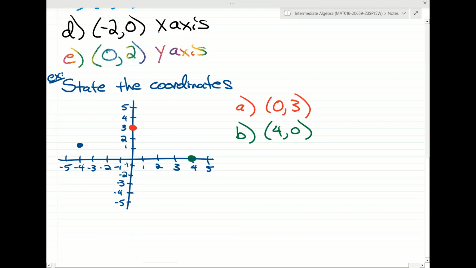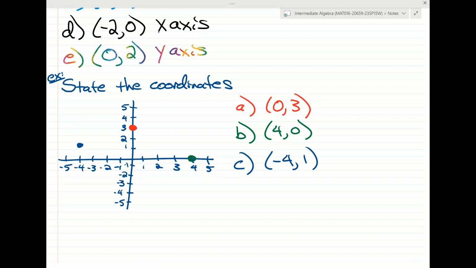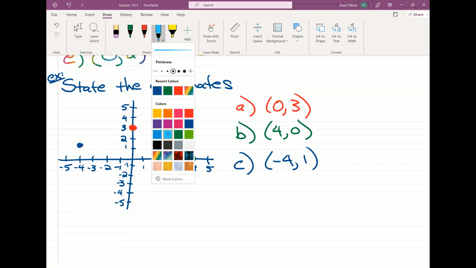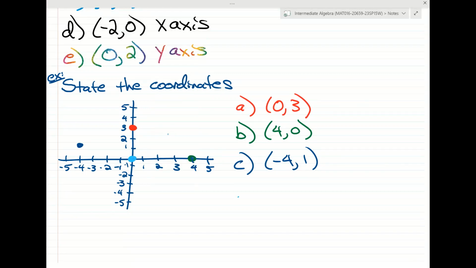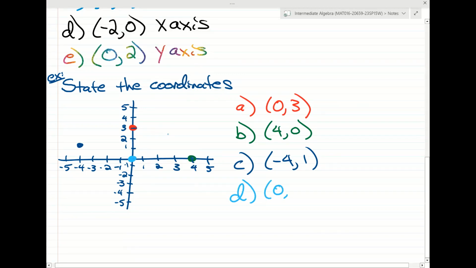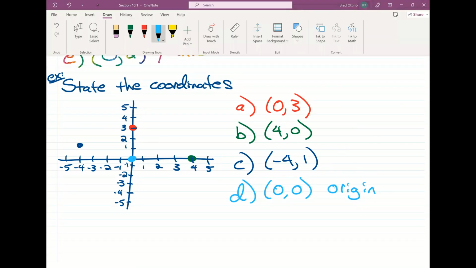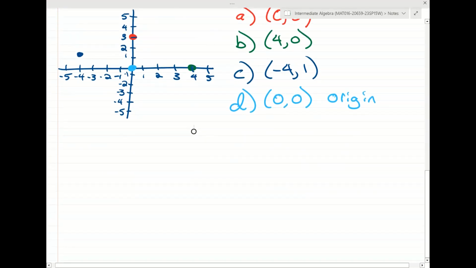Point right here is at -4, 1. It is possible to put a point at 0, 0. That point's called the origin. I think you get the idea with those, right? All right, keep going.